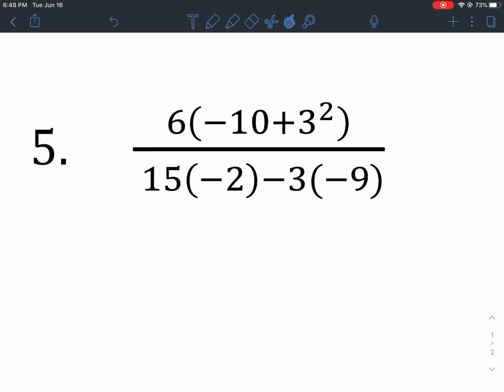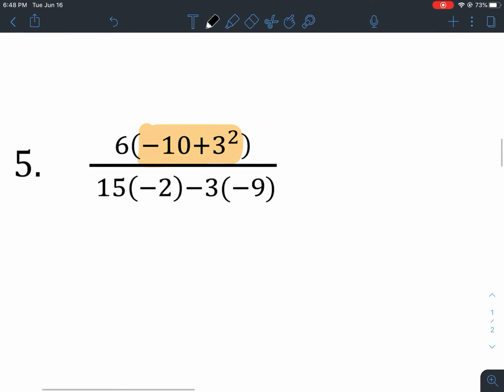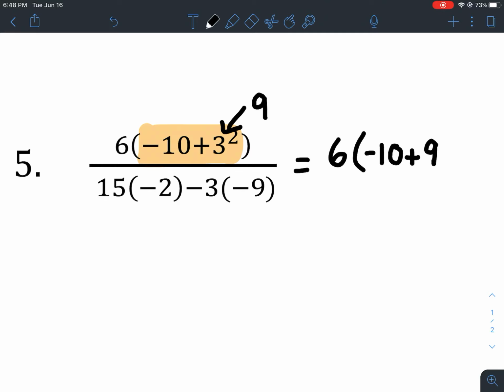Okay, so number 5, there's a little bit more going on here, but we definitely have parentheses to start with. So in the numerator, we have all of this in parentheses. So again, because it's a fraction, we are going to simplify our numerator and denominator separately. So if we simplify what's in parentheses in the numerator, we have negative 10 plus 3 squared. Well, we know we do exponents before we do addition in the order of operations. And when we simplify this, 3 squared would be 9. So we actually have negative 10 plus 9. And yes, you could simplify that, but I'm going to simplify that a little bit later.